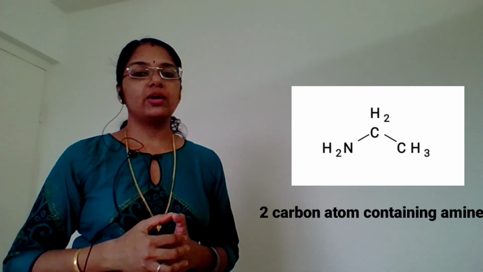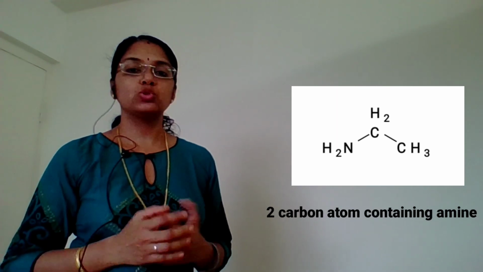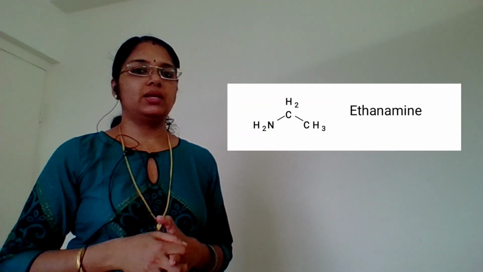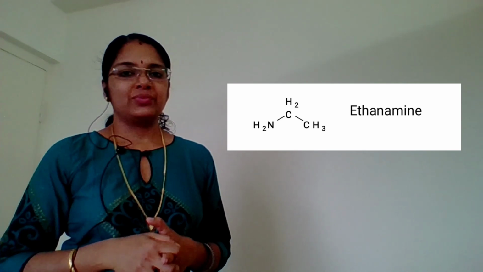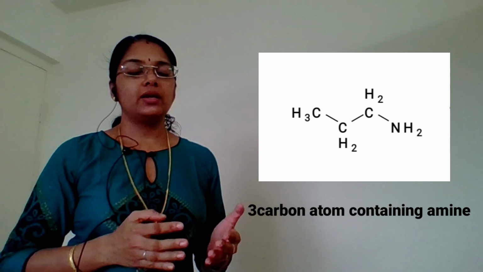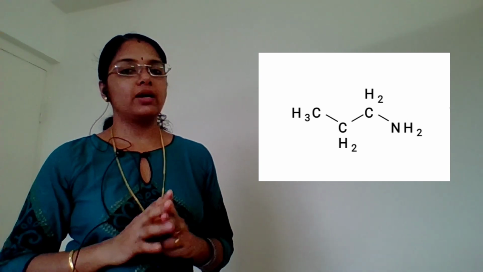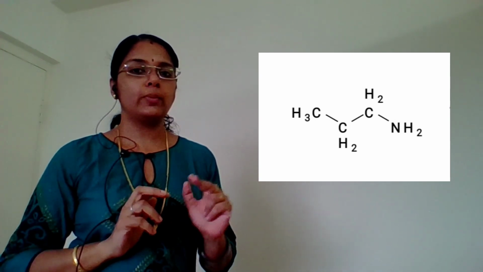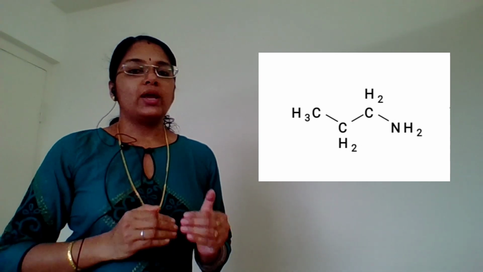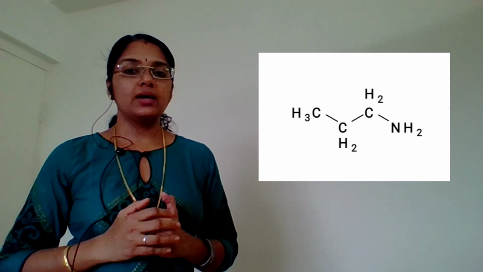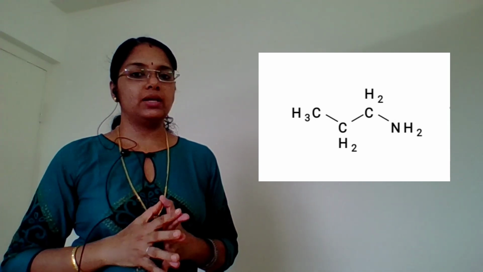Next, if we are discussing the two carbon atom containing amine, how can we name it according to the IUPAC naming system? Two carbon atoms means ethane, so it can be named ethanamine as its IUPAC name. Consider the three carbon atom containing amine. We already discussed that propane contains two isomers. Propane containing amine has two isomers, that is n-propylamine and isopropylamine, as the common names. Similarly, how can n-propylamine be named in the IUPAC naming system? First select the longest chain, that is the three carbon atom containing amine.